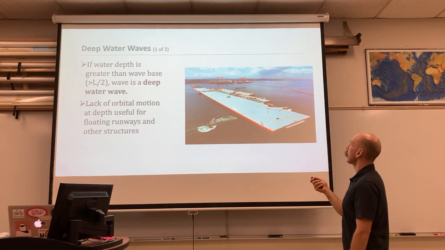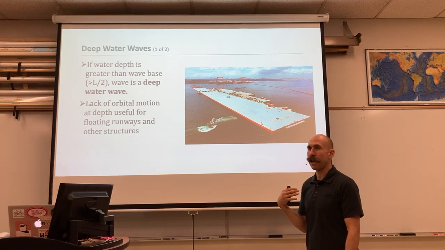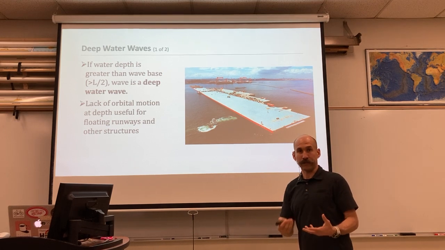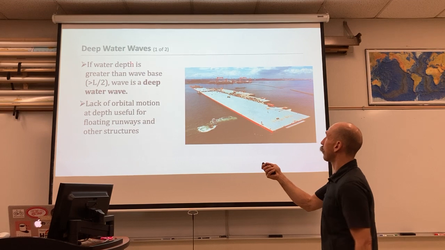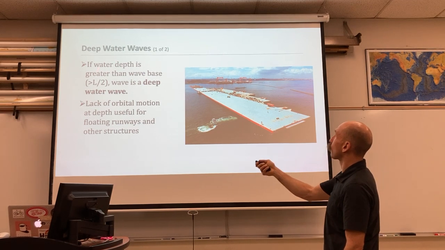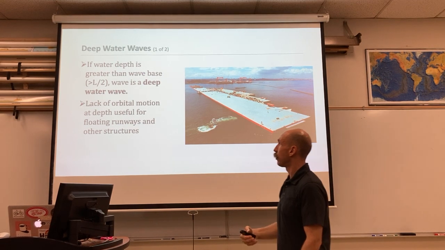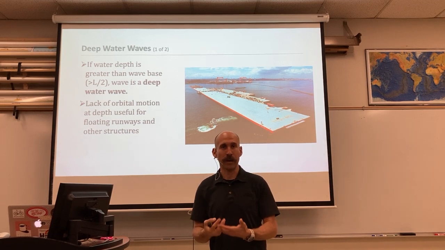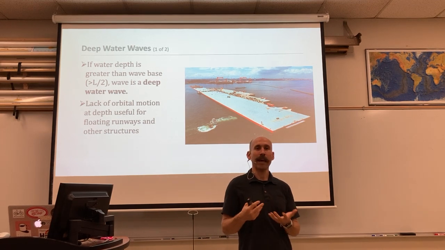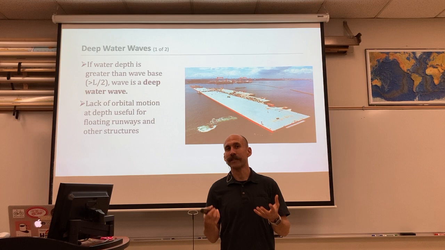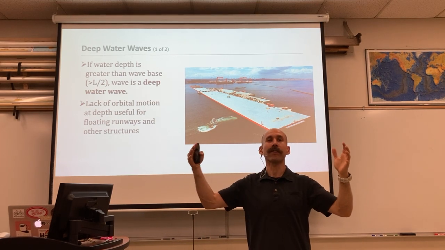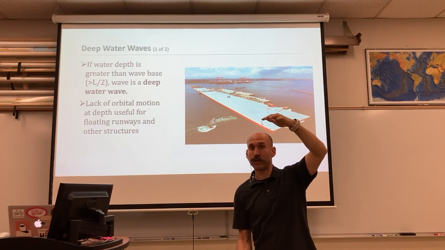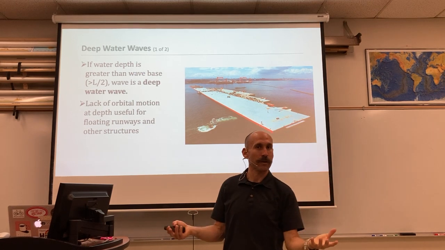This is important because it helps us understand and classify different types of waves. So we have deep water waves. Deep water waves are when the water depth is greater than the wave base, greater than half the wavelength. This is the case for most waves out in the ocean. The wavelengths are nowhere near as long as the ocean is deep, so they're called deep water waves.